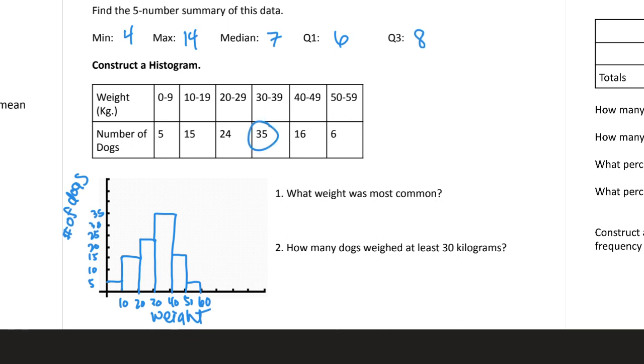So it says, what weight was most common? Well, most common is going to be between 30 and 39 kilograms. And it says how many dogs weighed at least 30 kilograms. So at least 30 would be 30 and above. So we would be adding together 35 plus 16 plus 6, which is going to be 57 dogs.